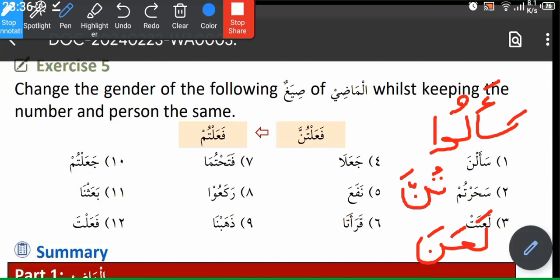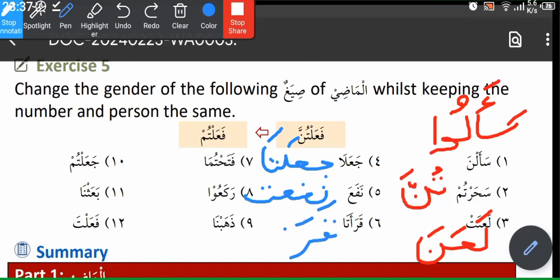Ja'alata. MashaAllah. Very good. This one is nafa'at. Good. Qara'a. Qara'ata. So what do we have? Qara'a, hamza alif fatha, is qara'a. Very good, mashallah. You are performing very well, alhamdulillah.